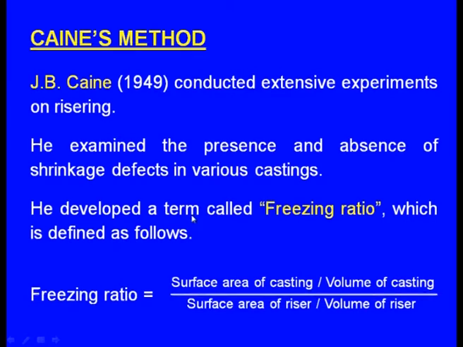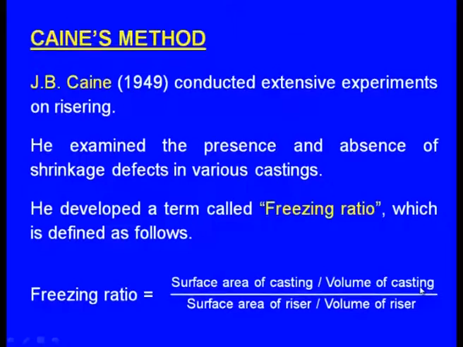Then, he developed a term called freezing ratio, which is defined as follows. Freezing ratio is equal to the surface area of the casting divided by the volume of the casting, whole divided by the surface area of the riser divided by the volume of the riser. So, this was the definition given by Keynes for the freezing ratio. Based on this freezing ratio, he gave some idea of how to identify the shrinkage defects in castings. Now, let us see that procedure.